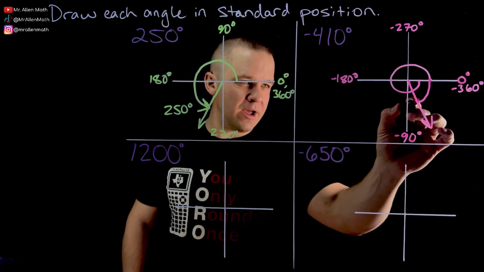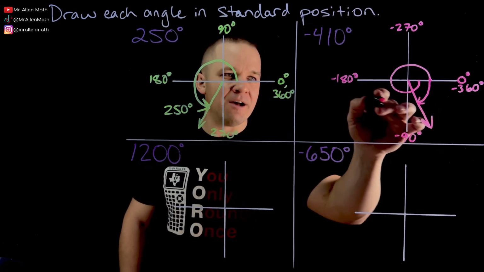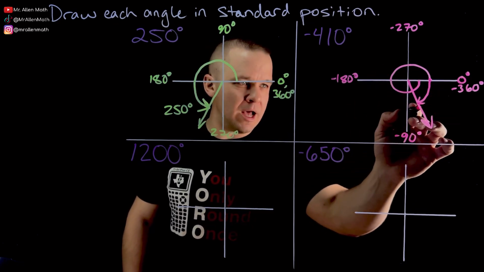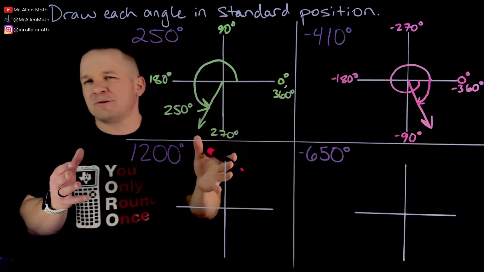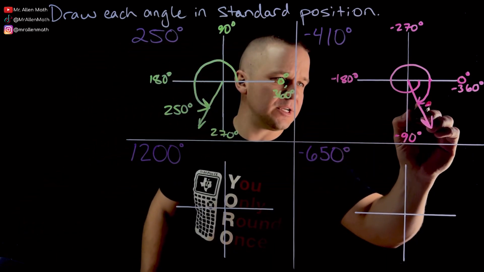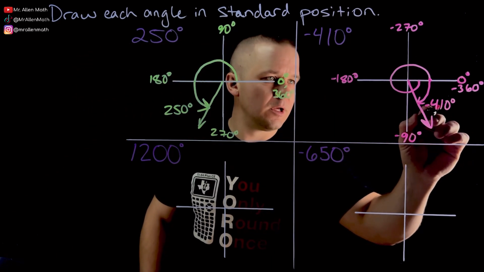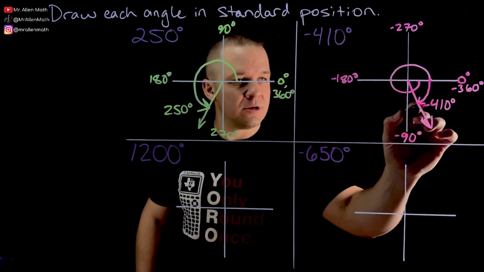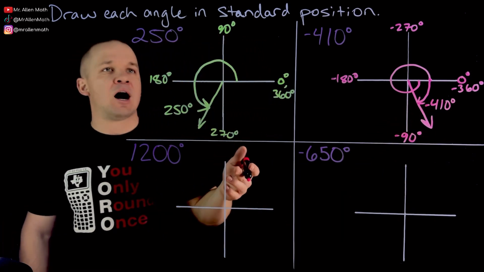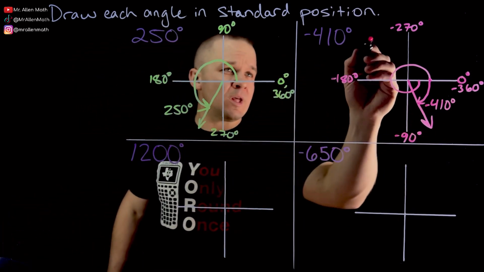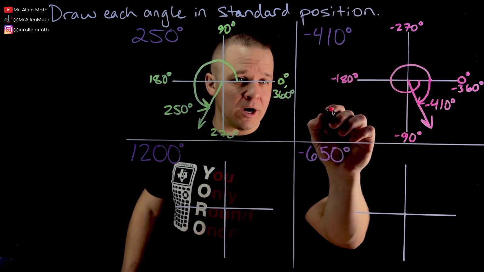Sometimes you'll put an arrow there. Sometimes I've seen people put arrows on both. I've seen them just end it here and then put an arrow here. Ask your teacher what they want. But this would be negative 410 degrees. Because again, this would have been negative 450, so we're a bit back from that. Sometimes they'll even ask, name the quadrant. So this would be quadrant 4.